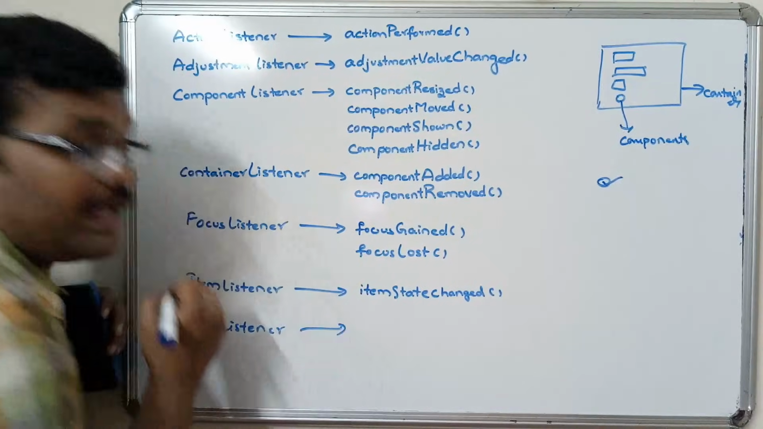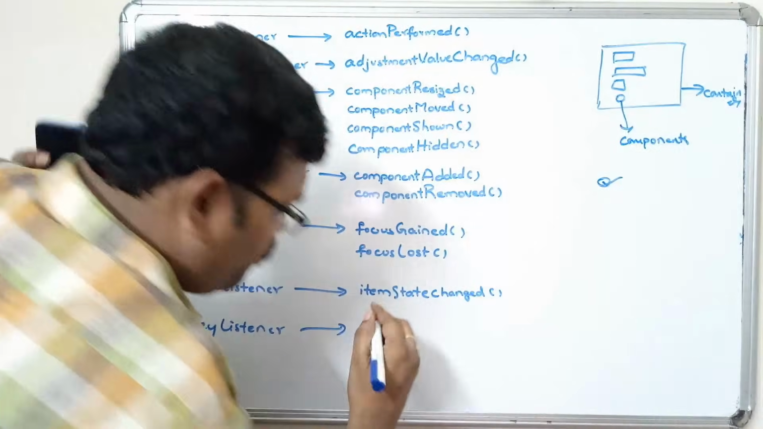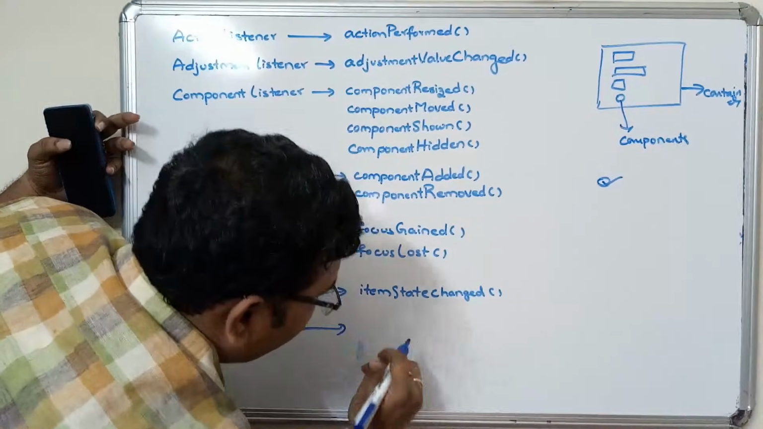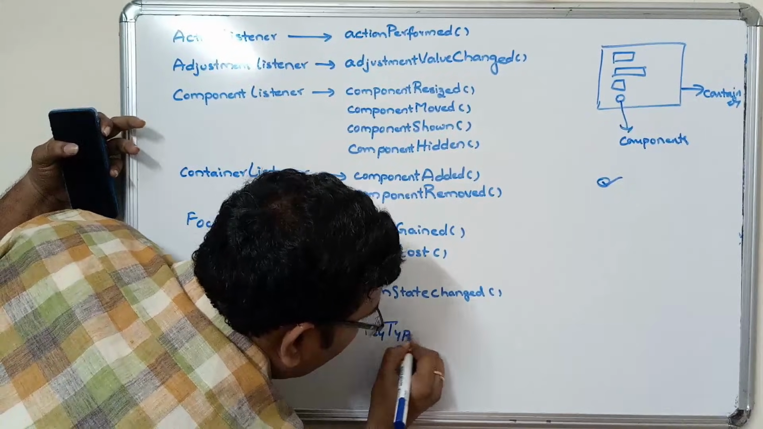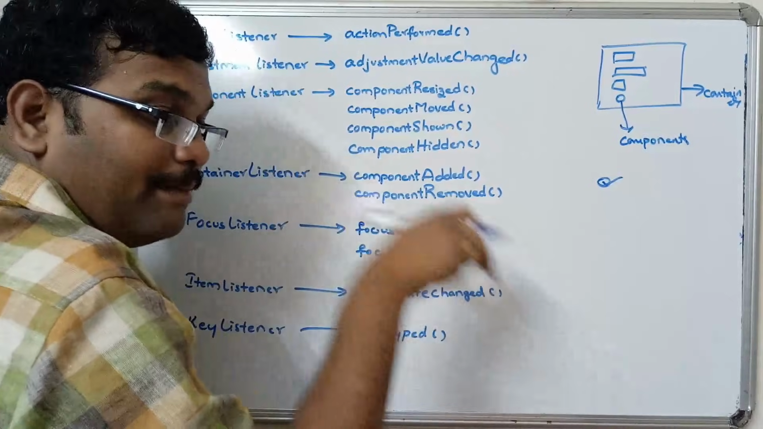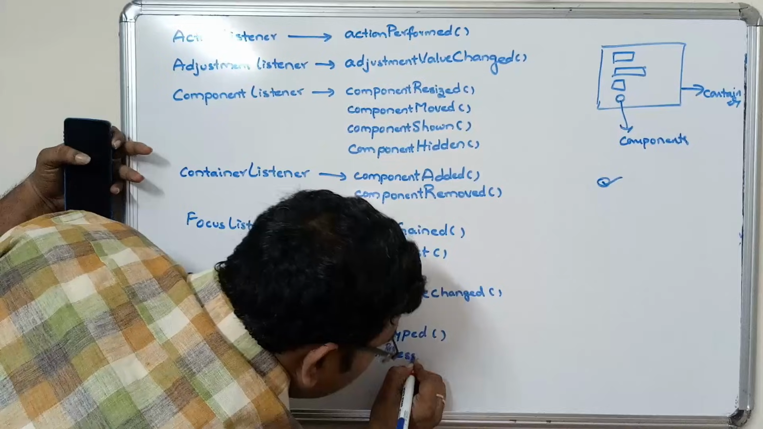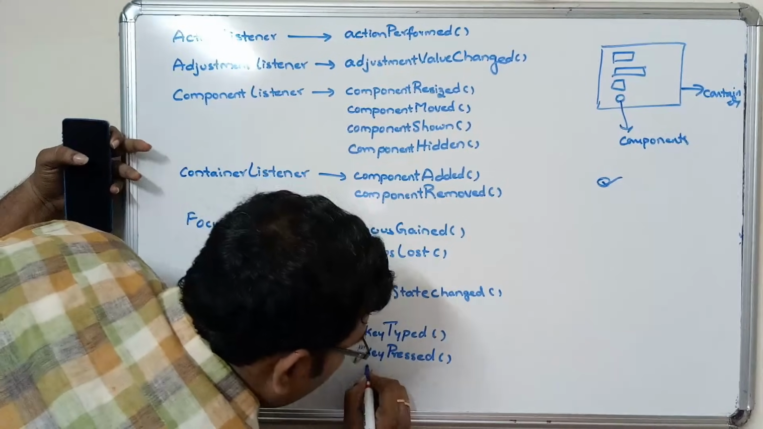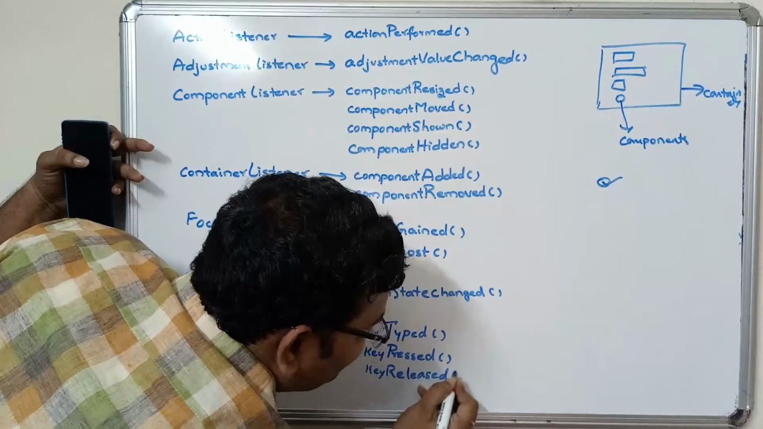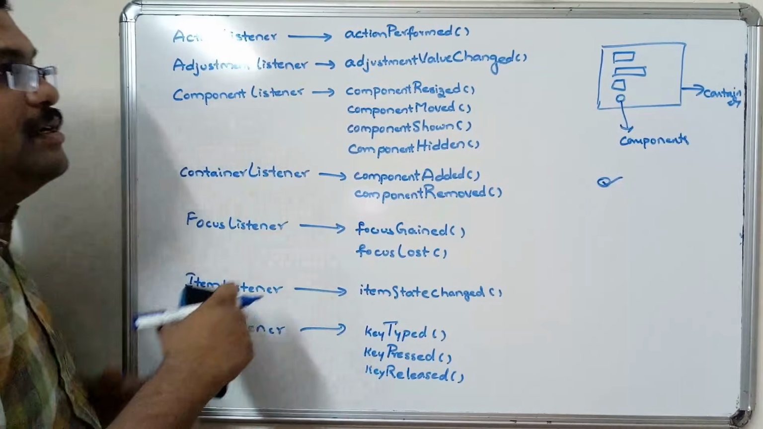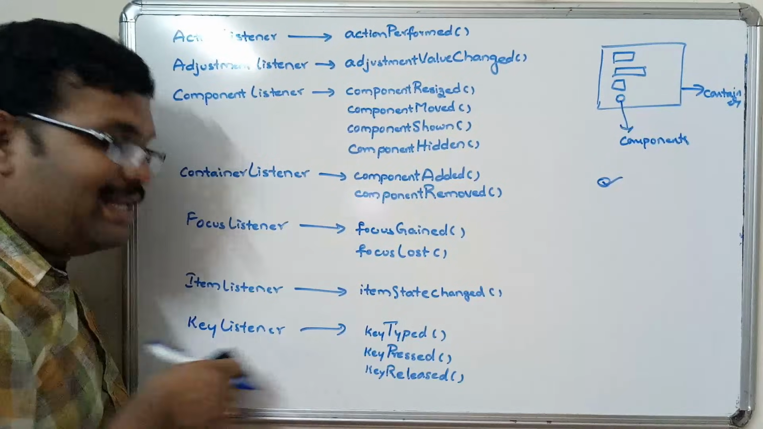Key listener. Key means our keyboard keys. So there are three methods. One is key typed, so whenever you type the key. Then key pressed. Similarly, key released. Right? So these are the three methods available in this key listener interface.